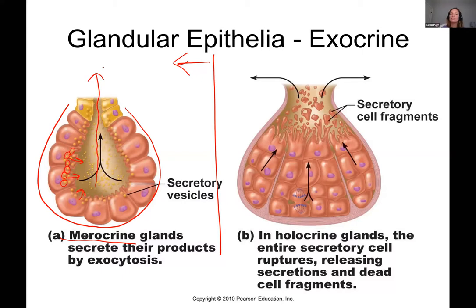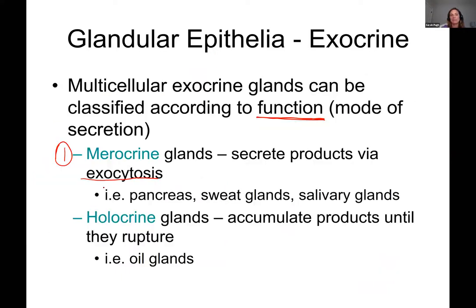So examples of merocrine glands would be like sweat glands. Sweat glands are merocrine glands. So these cells would be producing sweat, storing it in vesicles, then releasing it through exocytosis. It's coming out onto the surface of the body. Okay, so sweat glands are examples of that.